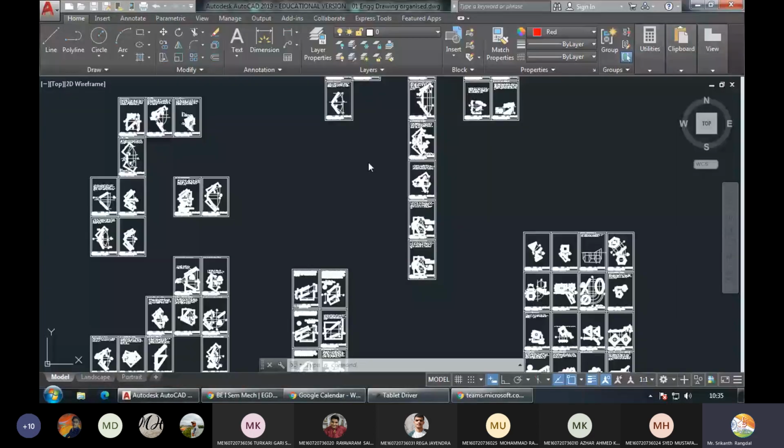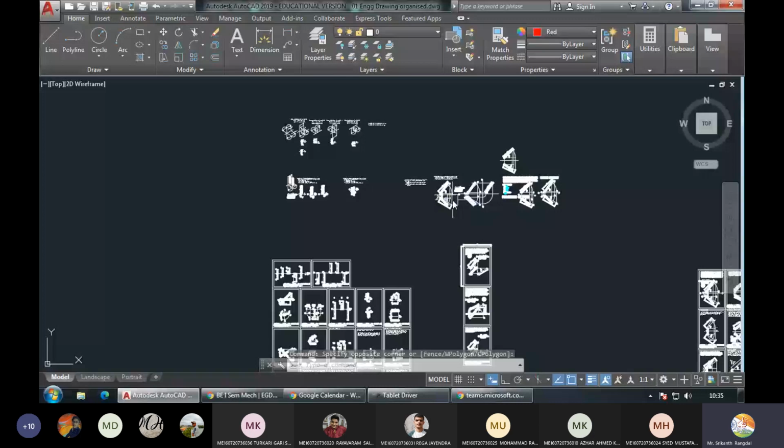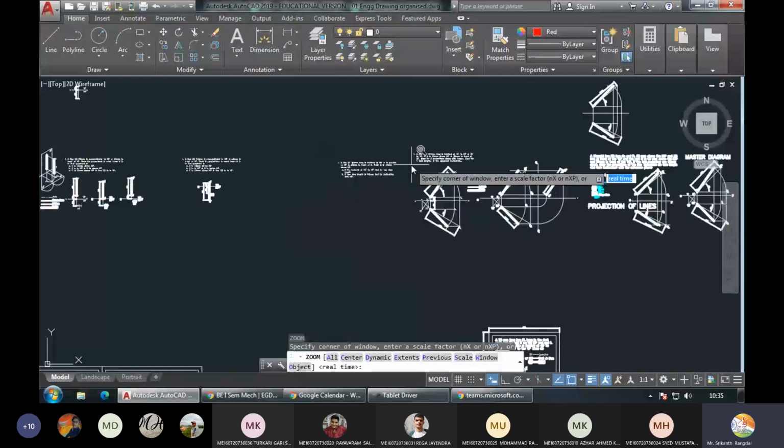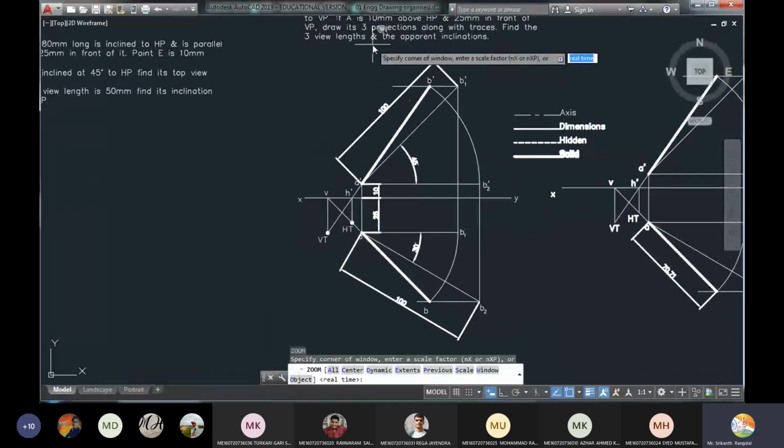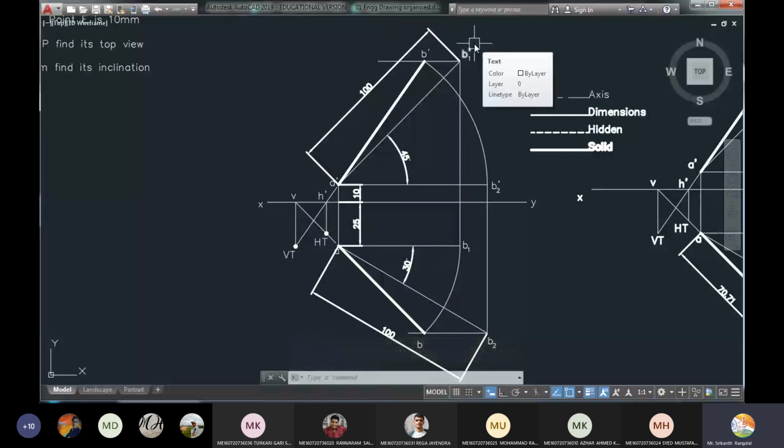I'll just show you the master diagram, and I'll give you 5 minutes to identify the different parts. You have to name the part. For example, A dash B1 dash, what is it? It's the true length of the line as it is inclined to HP. True length of the line inclined to HP.